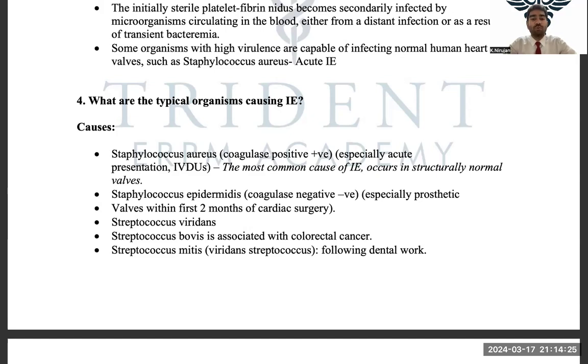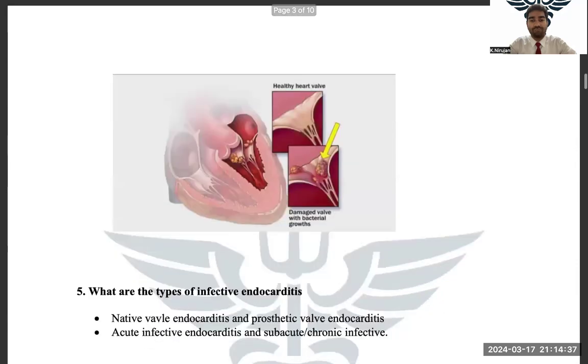Okay, and Streptococcus viridans, the previous commonest one, occurs with poor dental hygiene, and Streptococcus bovis, as I told you earlier, with colorectal cancer, and Streptococcus mitis again from dental work and stuff. This is basically to demonstrate the valve, the vegetations and stuff.